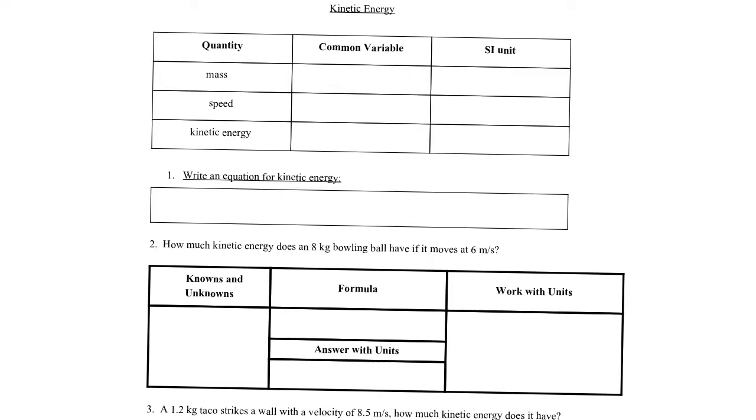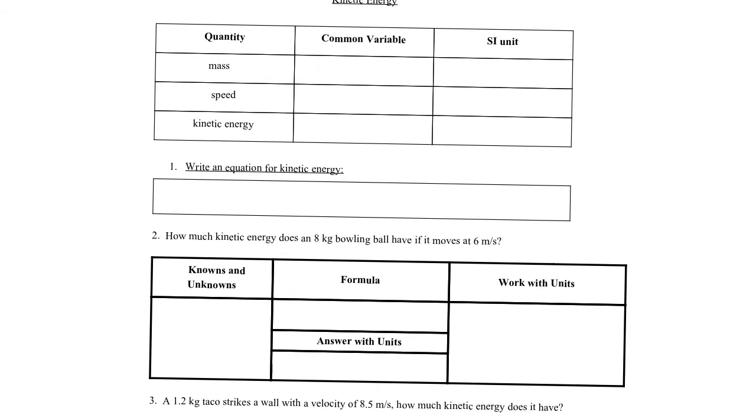Okie dokie. So let's go ahead and go over the solutions to this worksheet. So remember how your table of friends works. The variable for mass is m, and the unit is kilogram. The speed is v, and you can remember that because of velocity, and the unit is meters per second. And then kinetic energy is simply in joules.